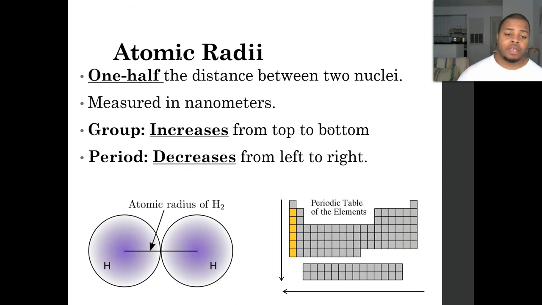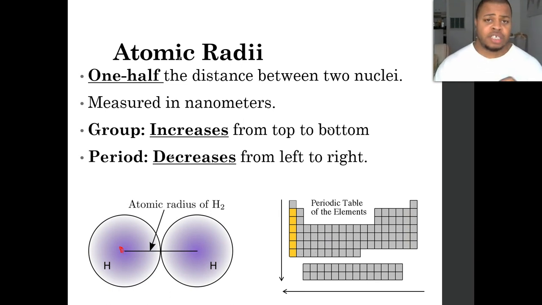So as we see here at the bottom of our screen, if this is my nucleus right here, half the distance between those two is going to give me my radii, or my radius. This allows us to get a better idea of how the size is going to be. And as you see, it's measured in nanometers, so very, very small.